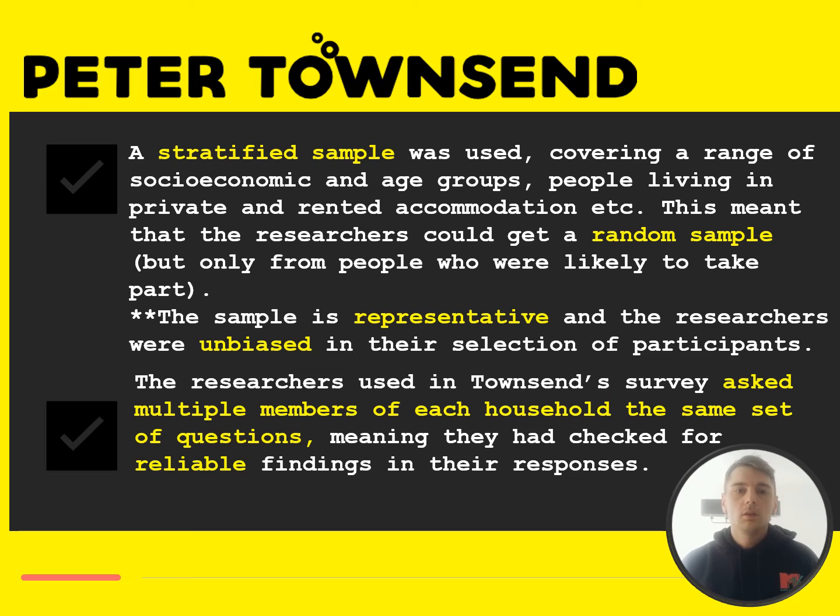The other thing that we might credit in his research is the way that he achieved reliability. Now, if you've looked at these key terms before, you'll know that reliability means consistency. The idea that you could repeat a study and keep getting the same results, or you could ask another participant and get a similar finding.